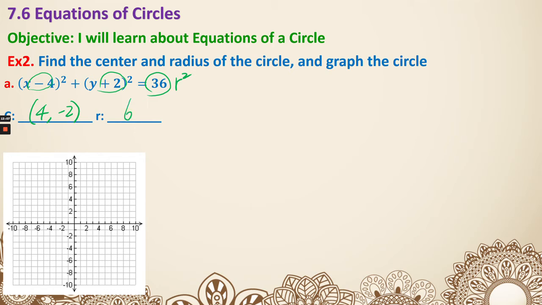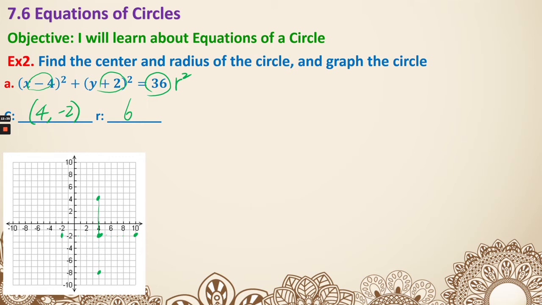So 4, -2 is right there, and I need my radius to be 6. So this is my center. I count the radius, 1, 2, 3, 4, 5, 6. That means that's got to be a point on the circle. I do the same in the other directions, counting 6 each time. So these are 4 points.